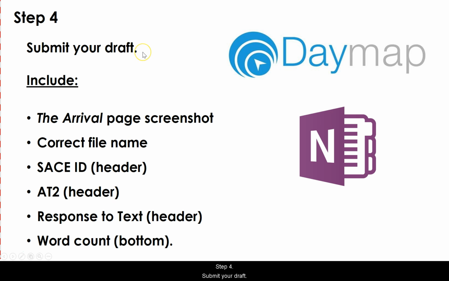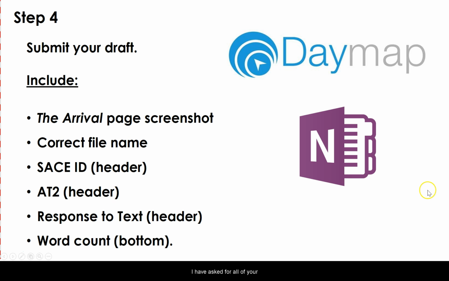Step 4, submit your draft. You need to include the Arrival screenshot. You need to save it correctly, have your SACE ID in the header of your document, which is up here if it's a Word document. It needs to have the response to text up in the middle and the word count at the bottom.